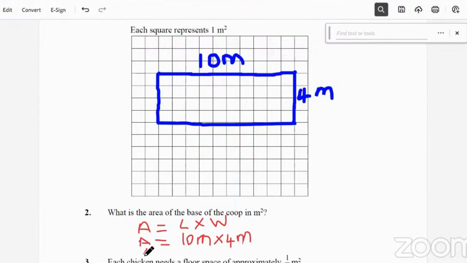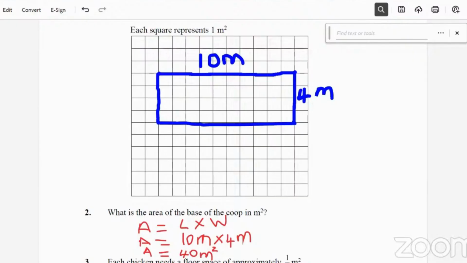So the area is equal to 40 meters square. Remember, the meter square is very, very important. That little 2 up the top, hopefully I can put it in, no problem. All right, that doesn't look right. Let me do it again. Meters square. Okay, all right, there you have it. So that's it for question 2.